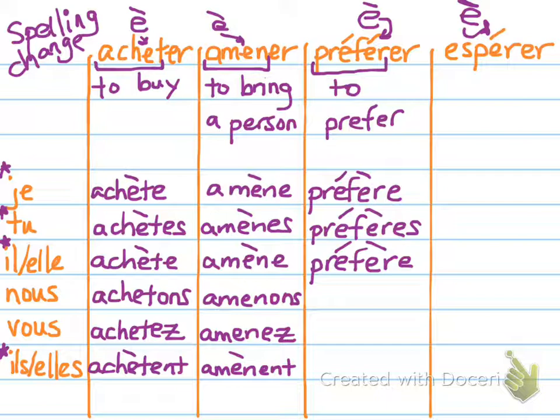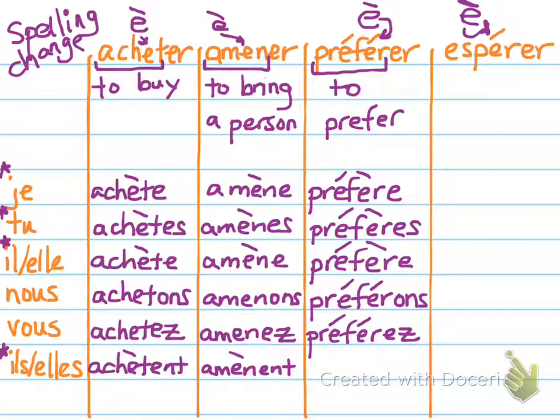Now in the nous and the vous form, the accents are as they are in the infinitive. So we add our ONS, and our accents stay the way they are in our infinitive. We add our EZ, and again our accents are as they are in our infinitive. And for our last one, again, we are going to switch direction. So we get our ENT ending, and the second accent changes direction.